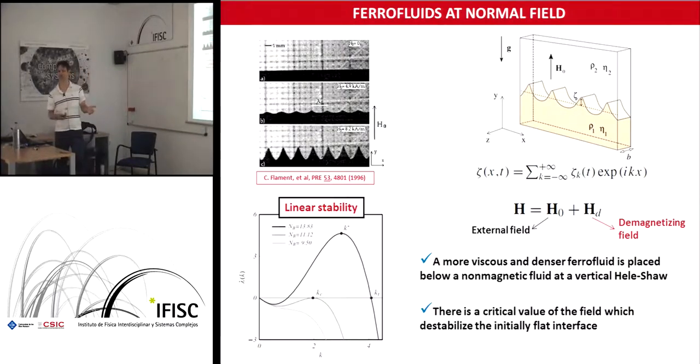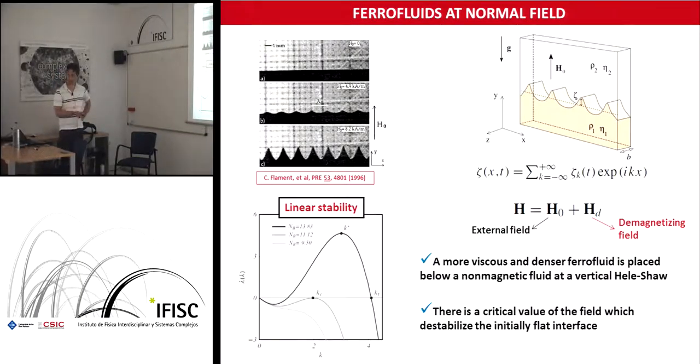It keeps flat. But there is a critical value of the magnetic field at which instabilities begin to appear at a critical wavelength. And if you increase further, these structures become sharper. And you see this periodic array of sharp fingers. These are all static. So if you apply the magnetic field, it begins with an initially flat interface and it grows until it reaches these stationary profiles.